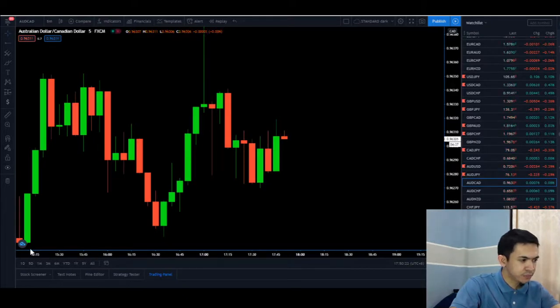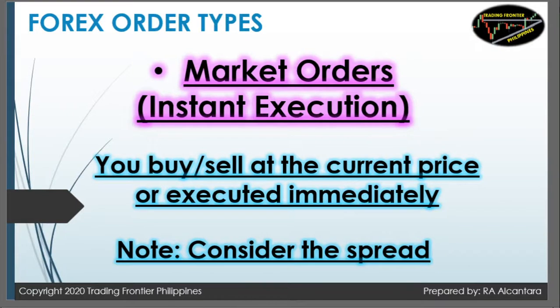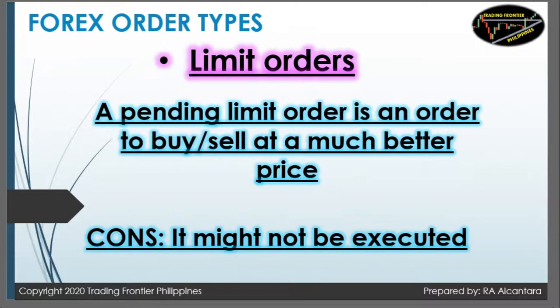So going back to the presentation, what is next, right? Again, market orders or instant execution: you buy or sell at the current price or execute it immediately. So that's a no-brainer. So always consider the spread, right? What's next? Limit orders, right, guys?